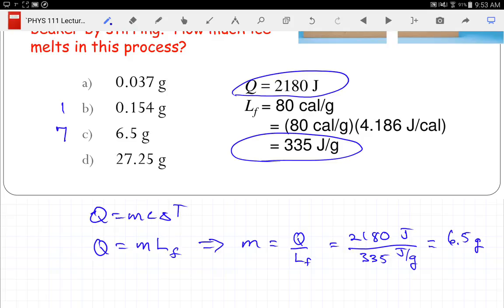So that's how we found how much ice could be melted from this heat added from the hot plate and from stirring. So yes, you can melt stuff by stirring.